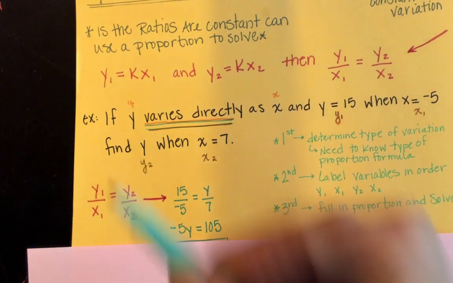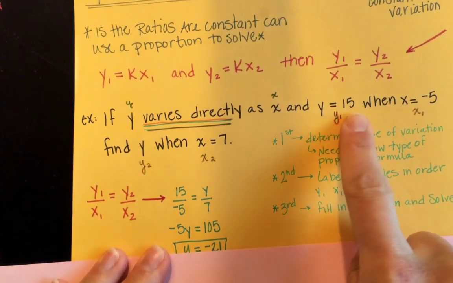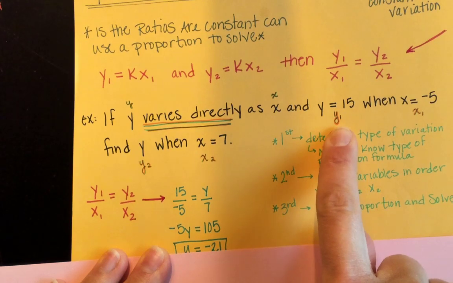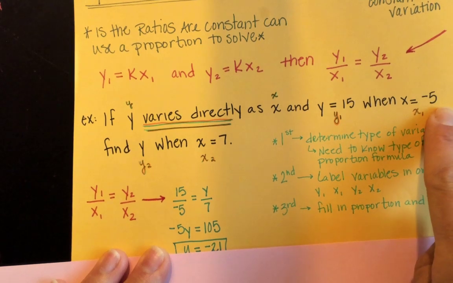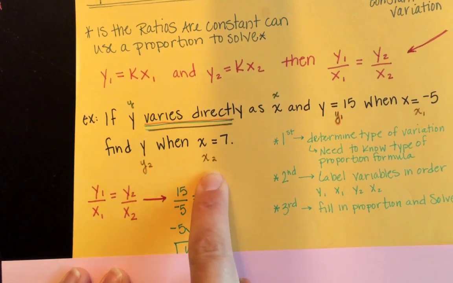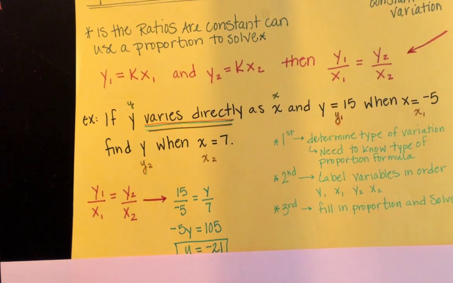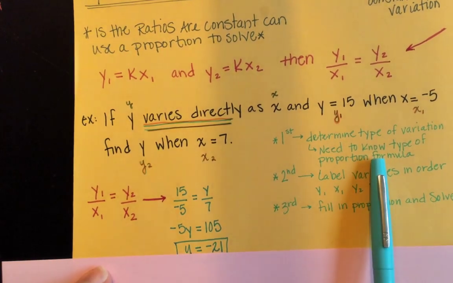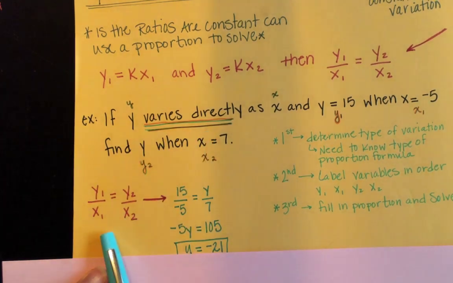So if y varies directly as x, and y is 15, so that's the first y that's mentioned, when x, that's the first x that's mentioned, is -5, find y, there's our y2, it's the second one mentioned, when x, the second one mentioned, is 7. So there are pretty much just 3 steps to this. Determine which type of variation so that you know what the formula is. So the first thing we did was we figured this was direct variation, and I wrote the proportion down so I know where to put the y1, the x1, the y2, and the x2.